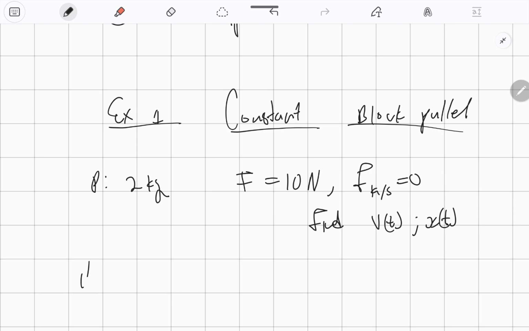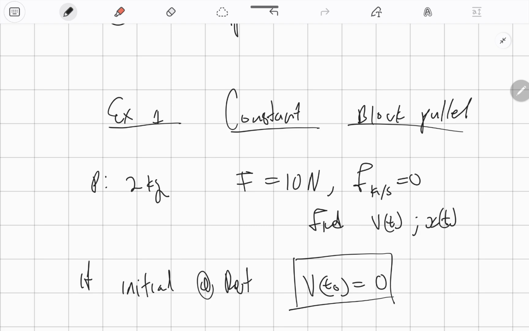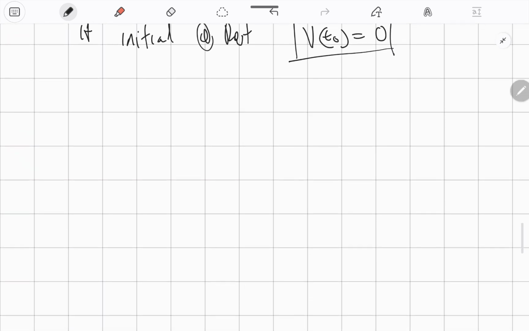Let me give you a condition. If initially it's at rest, right? So you know that at time 0, v at time 0 is equal to 0. That's our initial value they gave us from just saying that.